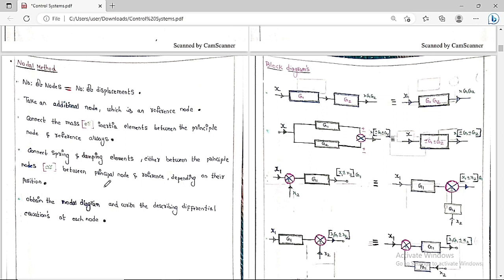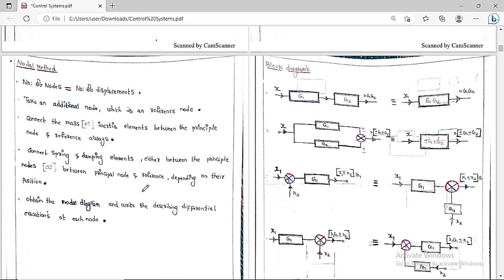So always you have to connect the spring elements or the damping elements either between the principal nodes or between the principal node and the reference node, depending on the position. Then you obtain the nodal diagram and write the describing differential equations at each and every node. Basically, this is called the nodal method.